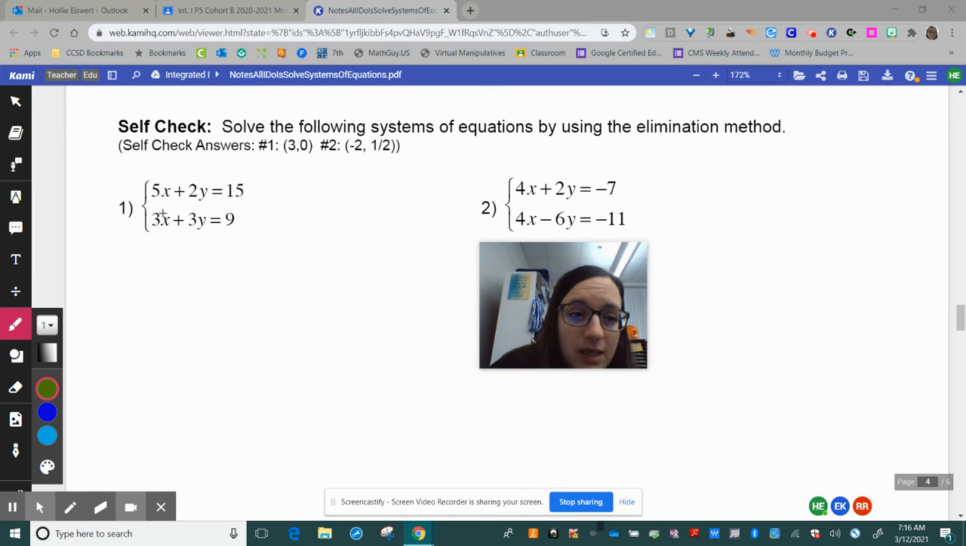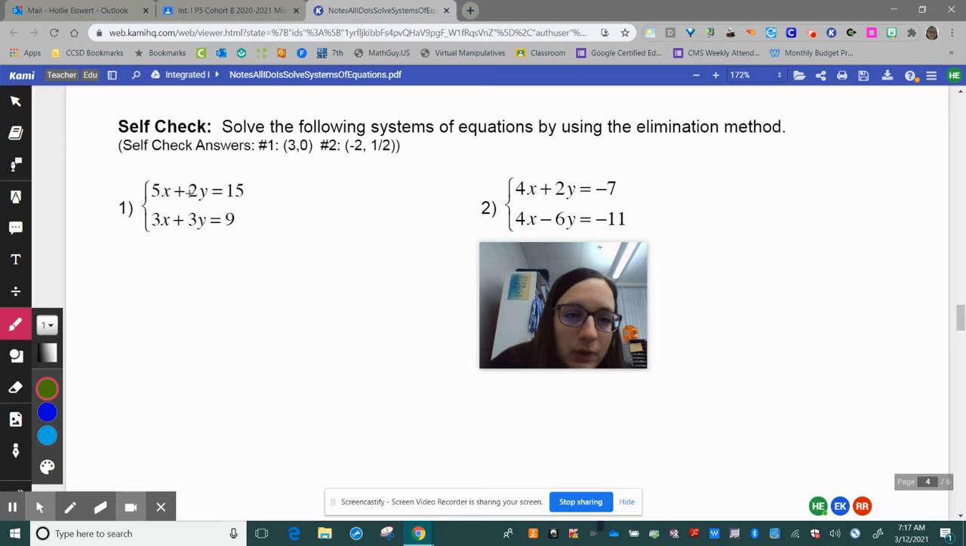5 and 3 are bigger numbers. 2 and 3 make 6. That's a lot nicer. So let's get rid of our y's here. And I'm going to pick the top one to be negative this time. Why? Because I can. If you struggle with integer rules, take your second equation as a negative. That'll help you with your integer rules.